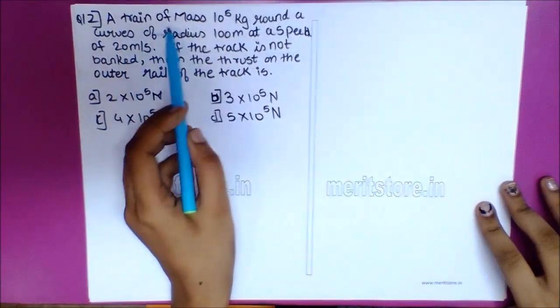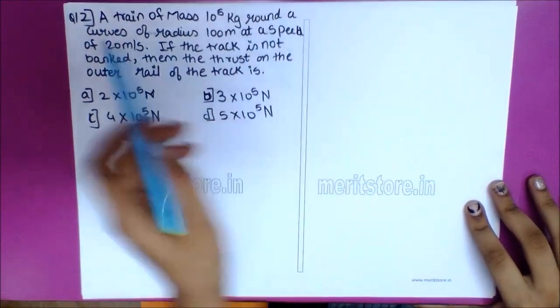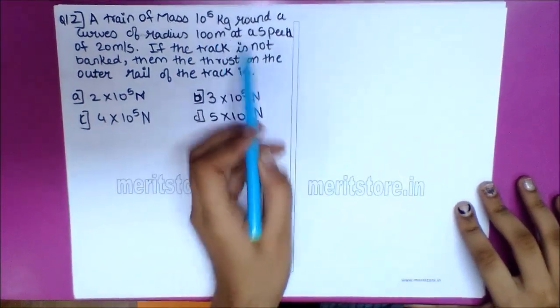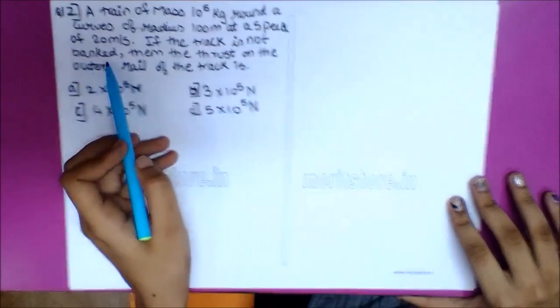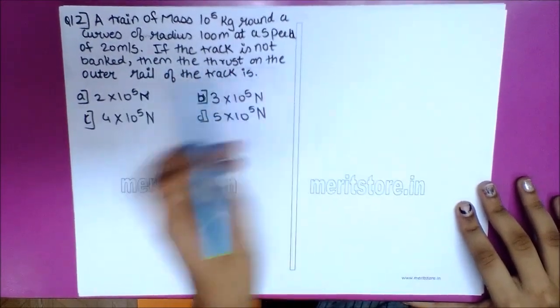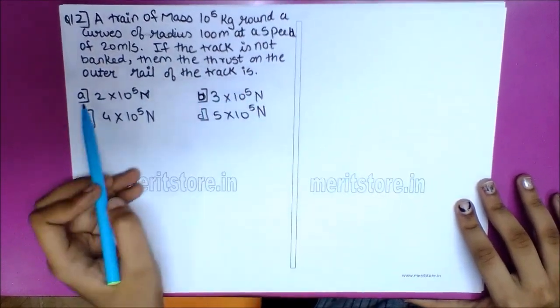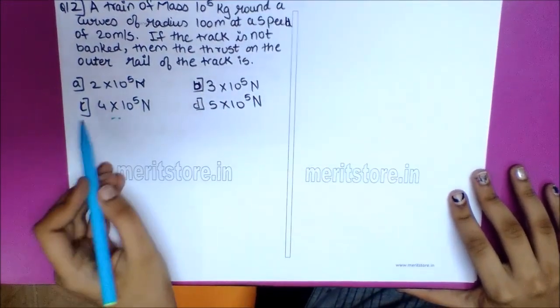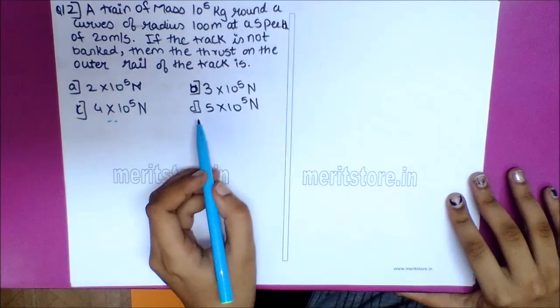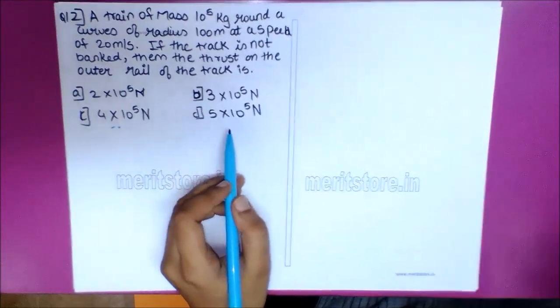Question 12. A train of mass 10 raised to 5 kg rounds curves of radius 100 meter at a speed of 20 meter per second. If the track is not banked, then the thrust on the outer rail of the track is: A) 2 into 10 raised to 5 Newton, B) 3 into 10 raised to 5 Newton, C) 4 into 10 raised to 5 Newton, D) 5 into 10 raised to 5 Newton.